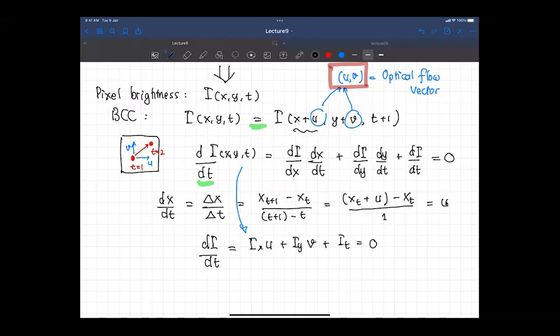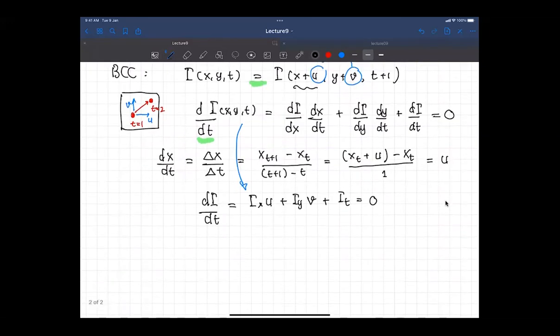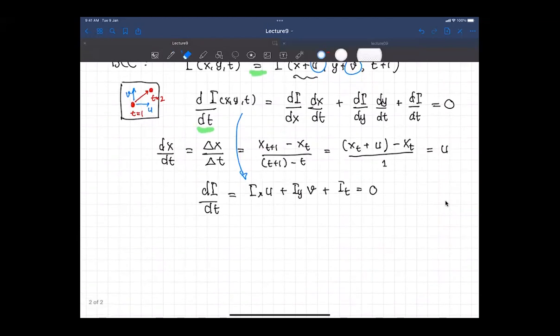Is it okay? In other words, this one is actually the equation that we are looking at.